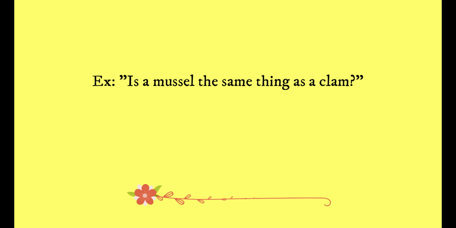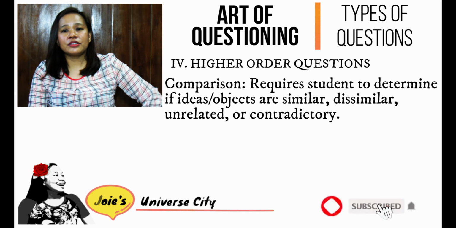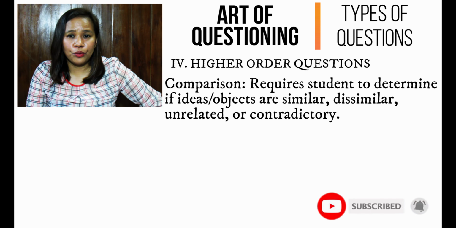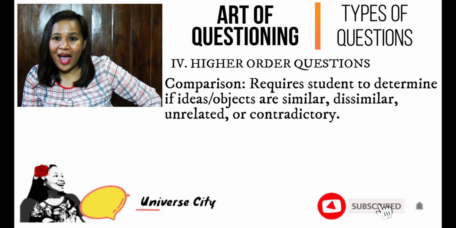Very difficult question, right? What I know is that this mussel and clam both have shells. But other than that, I do not know anything. So for a student to answer these similarities or differences of a mussel and a clam, this student should have read and should have understood the similarities and differences of things like this.